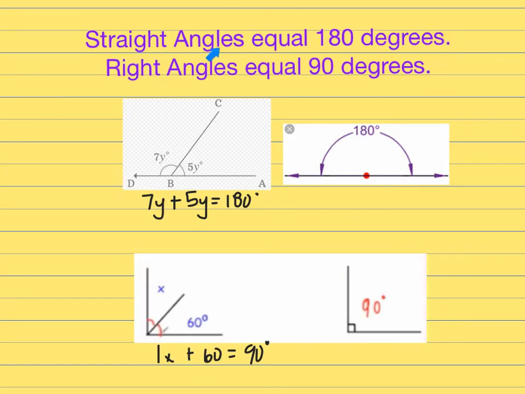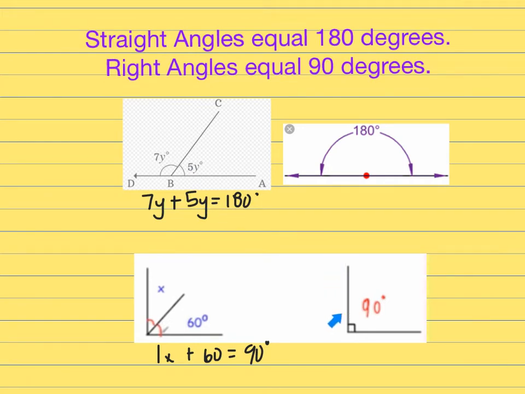When you have a straight angle, it always equals 180 degrees. So over here, top right is an example of one angle that measures exactly 180 degrees. Sometimes you have a combination of more than one angle, and when you put them together, they also form a straight line on the bottom, which means this angle, 7y plus 5y, I made a number sentence, equals 180 degrees.